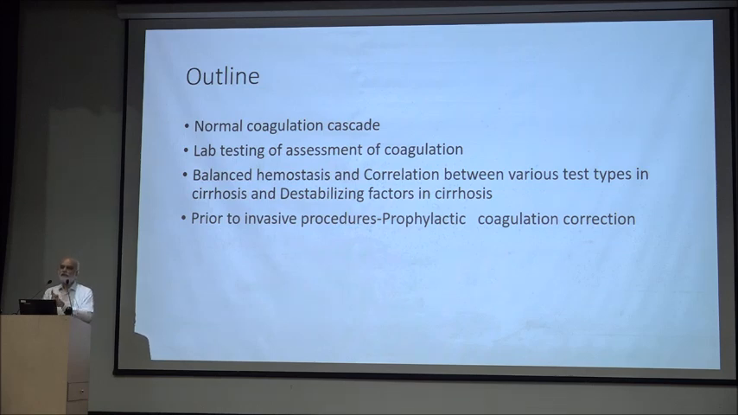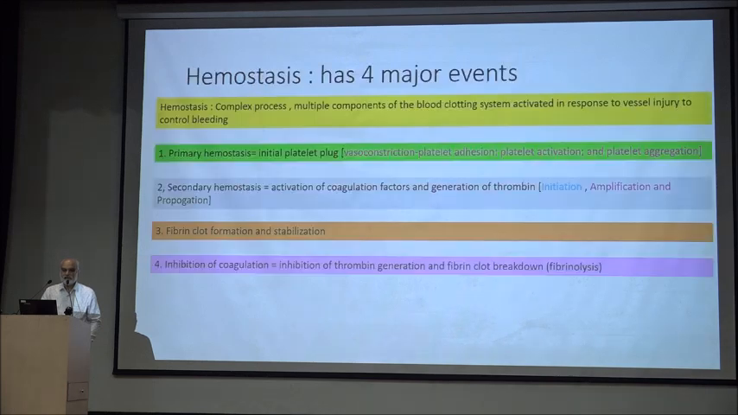First we'll discuss normal coagulation cascade, then laboratory testing for the assessment of coagulation. Then we'll see how the hemostasis is balanced in cirrhotics and what are the destabilizing factors which can lead to disbalance in patients with cirrhosis, and what should we do prior to invasive procedures when we have to give prophylactic correction, whether we should give or not give, and in what conditions we should be giving.